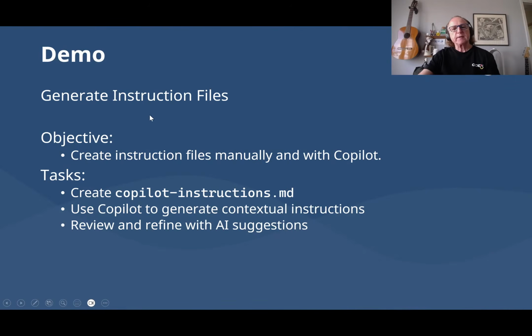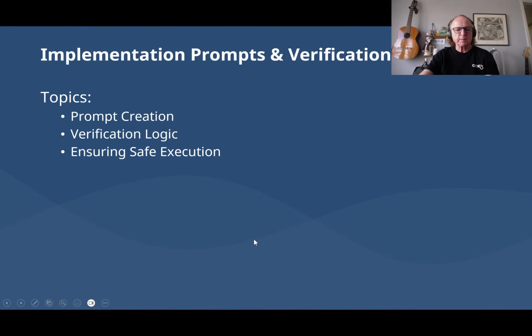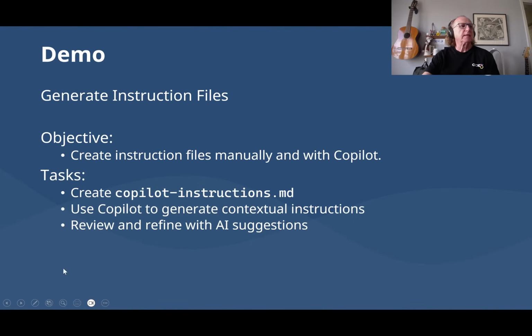All right, so let's talk about generating instruction files, both creating them manually and with Copilot. The default instruction file is a copilot-instructions.md file, but they can be any file name as long as they end with .md. These are all markdown files, and they're in the GitHub folder structure. We'll also use Copilot to generate contextual instructions and review and refine some with AI suggestions. So let me back up a second and switch over to VS Code.